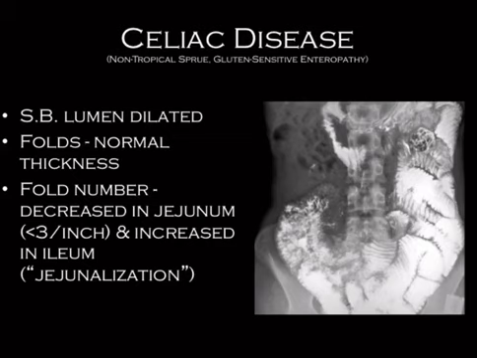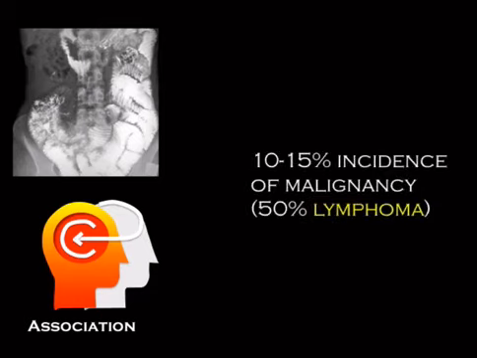So the lumen is dilated. The folds are normal in thickness, but there is this fold thickness reversal, where the jejunum looks like the ileum and the ileum looks like the jejunum. Now there is a single association that's very important to know, and this is the reason why internal medicine docs will beg their patients to go on these gluten-free diets: celiac that is not remedied at some point really increases your risk of small bowel lymphoma.